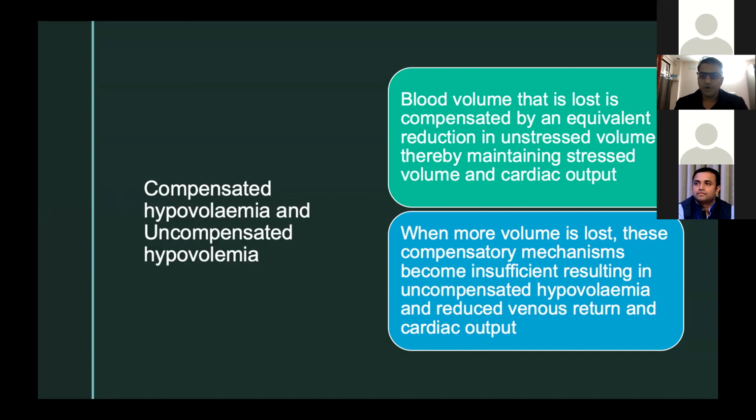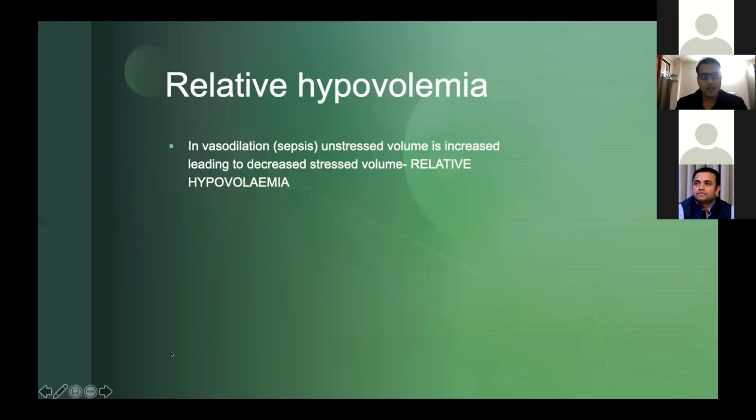But when more volume is lost, these compensatory mechanisms become insufficient, resulting in uncompensated hypovolemia. By uncompensated hypovolemia, we mean that although there is a shift from the unstressed volume to the stressed compartment, it is not able to augment the cardiac preload and the cardiac output subsequently. Then in sepsis, there is something called relative hypovolemia. That means the unstressed volume is increased, leading to a decrease in the stressed volume. So this is what happens in sepsis.